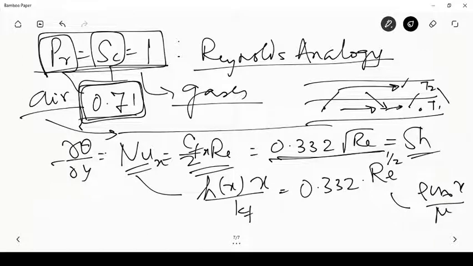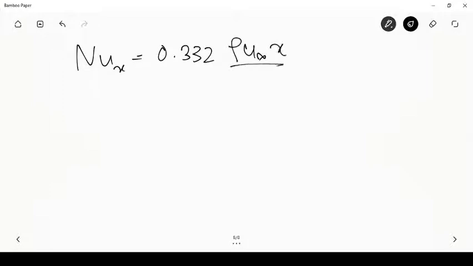Therefore, there is a square root of x on this side and there is an x on this side. So if I rewrite the expression for h, it will have a different dependence on x as compared to the Nusselt number. Let us look at that. The Nusselt number at any x is going to be equal to 0.332 multiplied by rho u infinity x divided by mu, whole thing raised to the power of half.